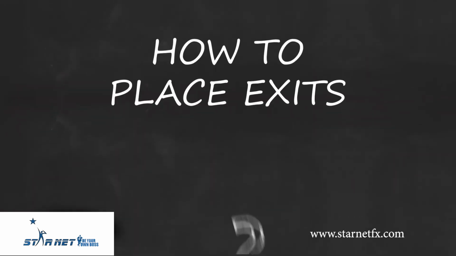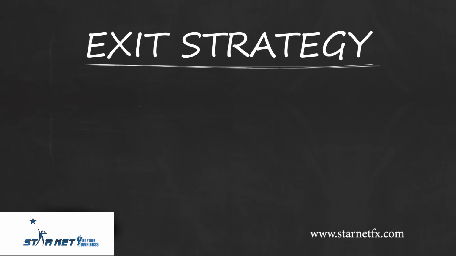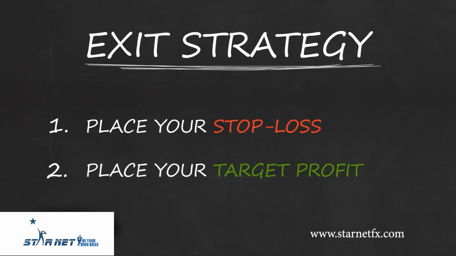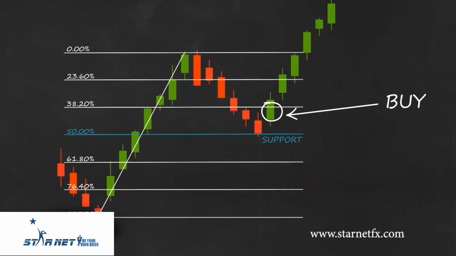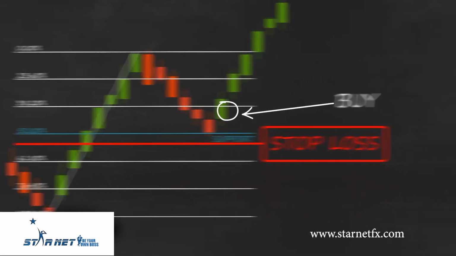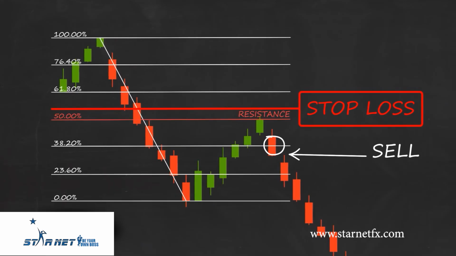So how to place your exit? Now that you have decided on your entry, you need to determine your exit strategy. Your exit strategy is comprised of two steps. First one is deciding where to place your stop loss, and the second is where to place your target profit. Let's look at the same graph that we had for our upward trend. Here we suggest you place your stop loss just below the retracement level. In a downward trend, we suggest you place your stop loss just above the retracement level.